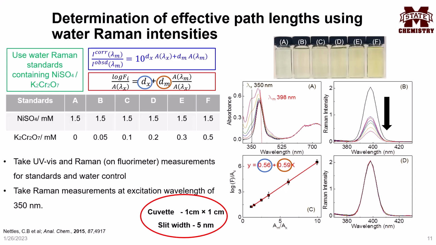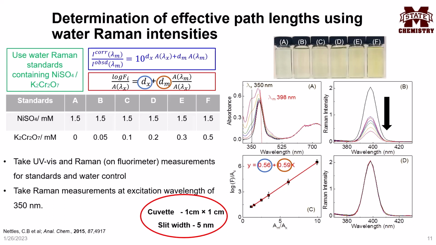After preparing the solutions, we can take the UV-vis and Raman spectra for these solutions. Also, we need to run a water control using the same cuvette. The cuvette used had a path length of 1 cm and a slit width of 5 nanometers. Let's move on to the data.